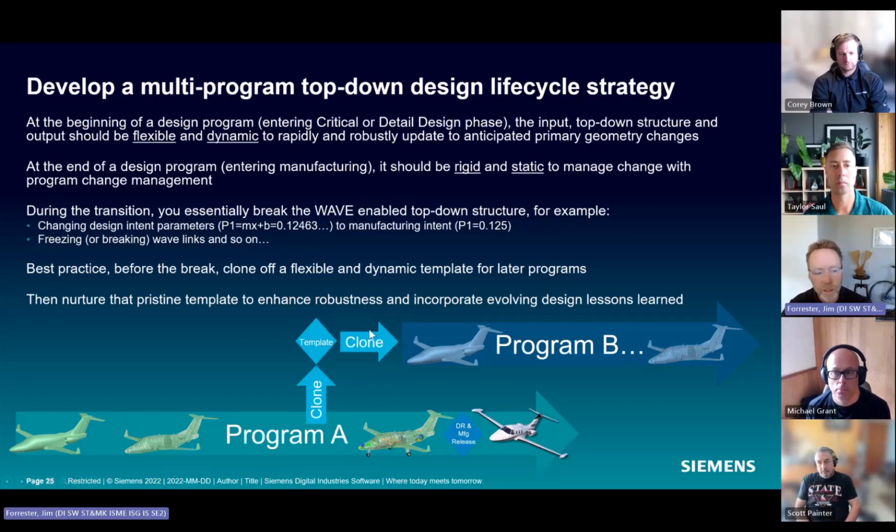it. Then you can use it to clone off to a program B, where you have a new primary geometry, and all this downstream stuff will pretty much robustly survive. Some things might fail, but it's pretty robust. All that makes sense? Yep.